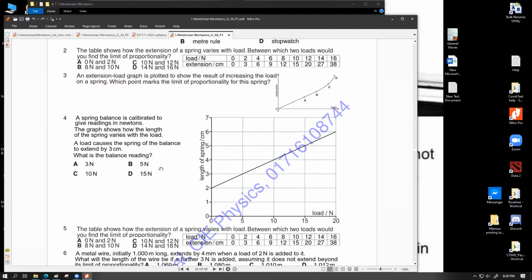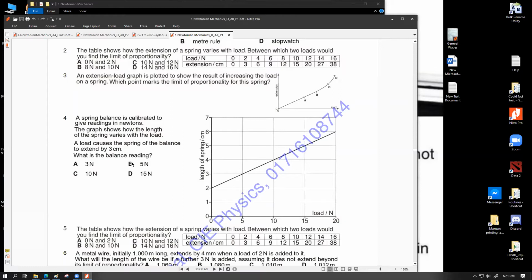Have a look. What is the column heading for the y-axis? It's the length of the spring. Take a good look. It's the length of the spring, not the extension. The question says a spring balance is calibrated to give readings in newtons. The graph shows how the length of the spring varies with load. A load causes the spring of the balance to extend by 3 centimeter. So you have an extension of 3 centimeter. But you can see from this graph that this is the unstretched length, that is 2 centimeter. If we have an extension of 3 centimeter, the total length should be how much? 5 centimeter. And the respective load for 5 centimeter is 15 Newton exactly. That's why D is the correct response, not B.